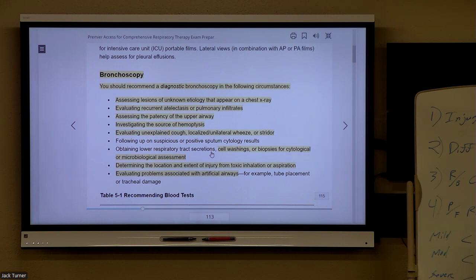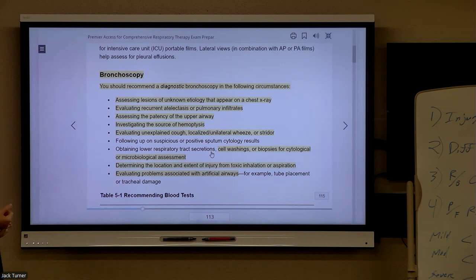Yeah, looking for cancer, trying to figure out why a person's having recurrent issues with atelectasis or something like that, right? I'm just trying to figure something out, whereas if I'm doing therapeutic, I'm actually trying to fix something in the lung, right? And so here's when you should recommend a diagnostic bronch.